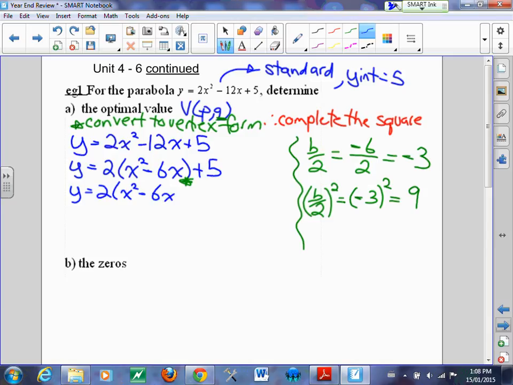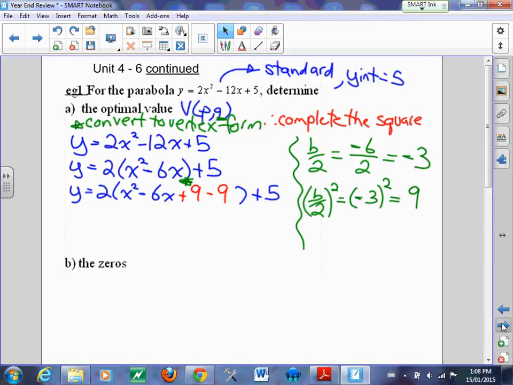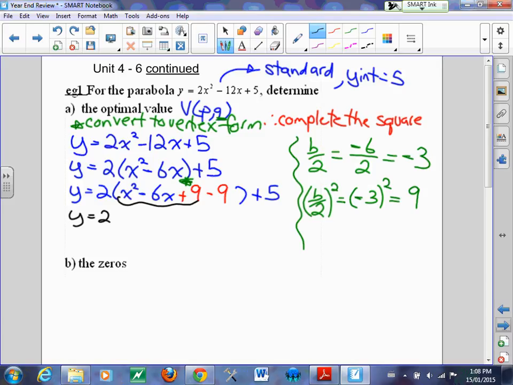I'm going to put that in different colors, so just give me a second. Plus 5. So I'm going to add the 9 in first, and then I'm going to subtract the 9 because you've got to keep it balanced. Please note, ladies and gentlemen, the first 3 terms create your perfect square. But we have to separate that from the 4th term. The 4th term doesn't belong in here, so we've got to bring him out. But when we bring him out, don't forget we have to multiply him by a.